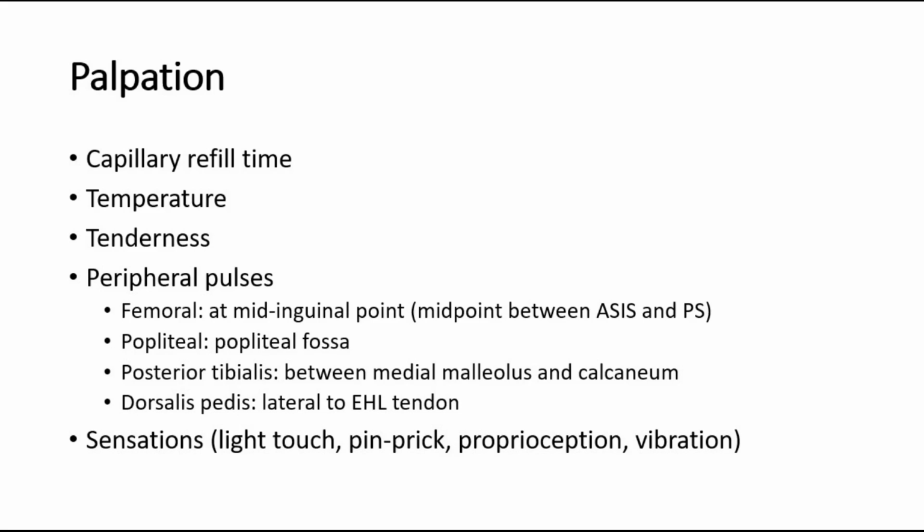The femoral pulse would be located at the mid-inguinal point, which is the midpoint between the anterior superior iliac spine and the pubic symphysis. Popliteal pulse will be at the popliteal fossa, around medial 1/3 and lateral 2/3. Posterior tibialis pulse will be found between the medial malleolus and the calcaneum, whereas dorsalis pedis pulse will be found lateral to the extensor hallucis longus tendon, around the first web space in the foot.